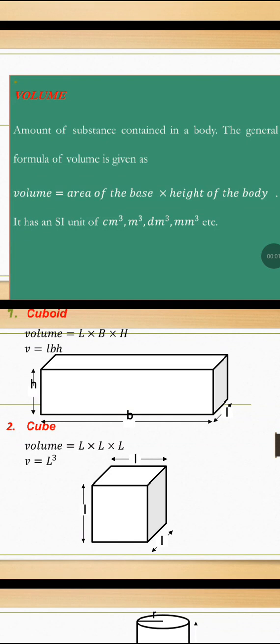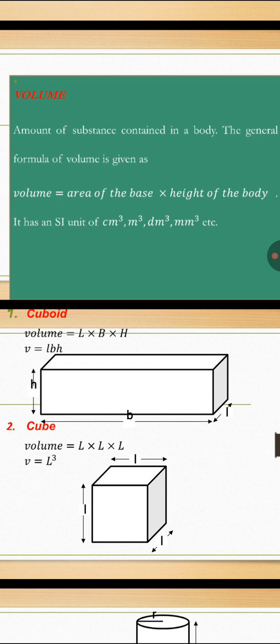Okay, so now volume. What is the volume of an object, or of a space available, or of a container? Volume is basically the area of the base multiplied by the perpendicular height. So all you have to identify is what makes the area of the base, then you multiply by the perpendicular height. That's all. This is the general formula. Take note of this. We are going to apply this.